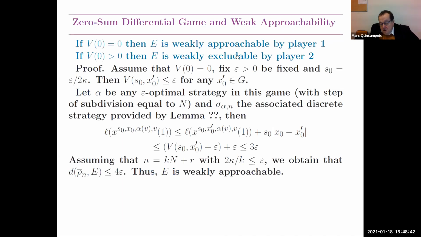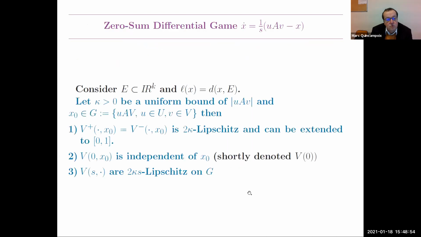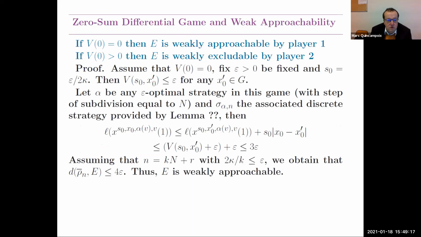And the final result is the result of Vieillard, moved in a different way. So if we consider the value, L, the distance to E. Okay? We have the set E. What I'm interested in is whether it is approachable or not, weakly approachable or not. I consider L, the cost, as the distance to E. So the value is positive or 0.